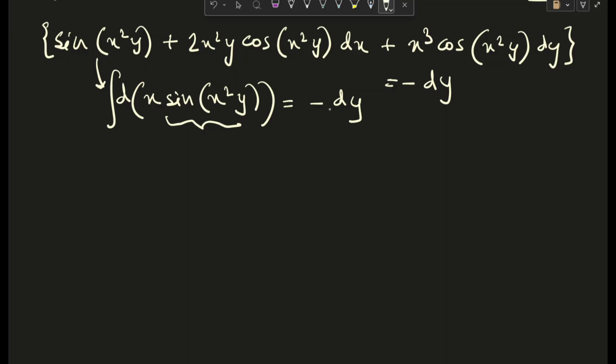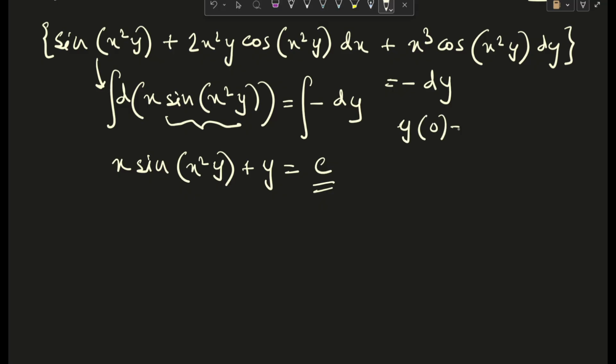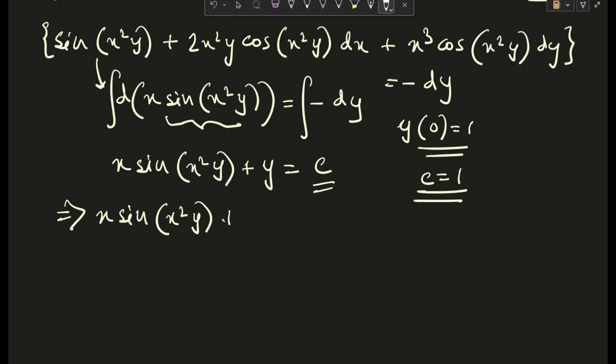So if we integrate both sides, we will get x of sine x square y, and let's bring this minus y to the left hand side, plus y equals a constant. We had some information given that y of 0 is equal to 1. So from there if you put it, you will get c as 1. I hope it's pretty clear. So the equation becomes x of sine x square y plus y equal to 1.